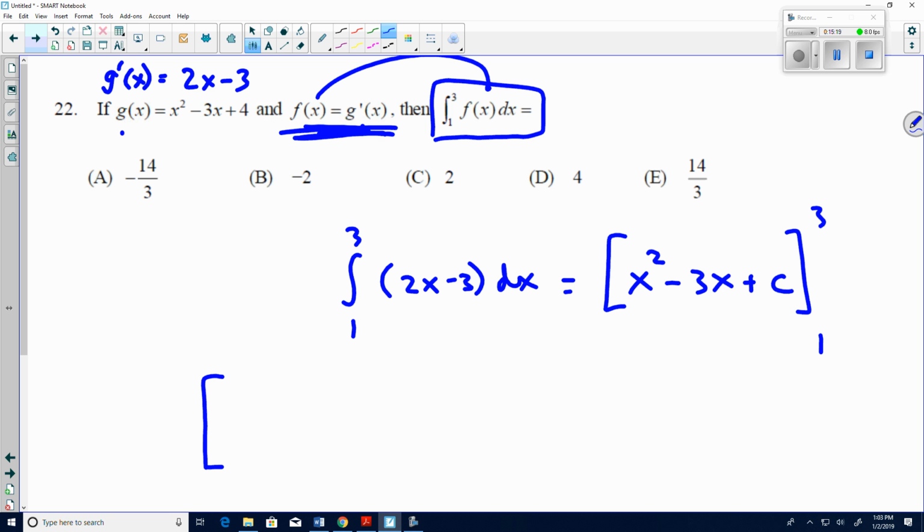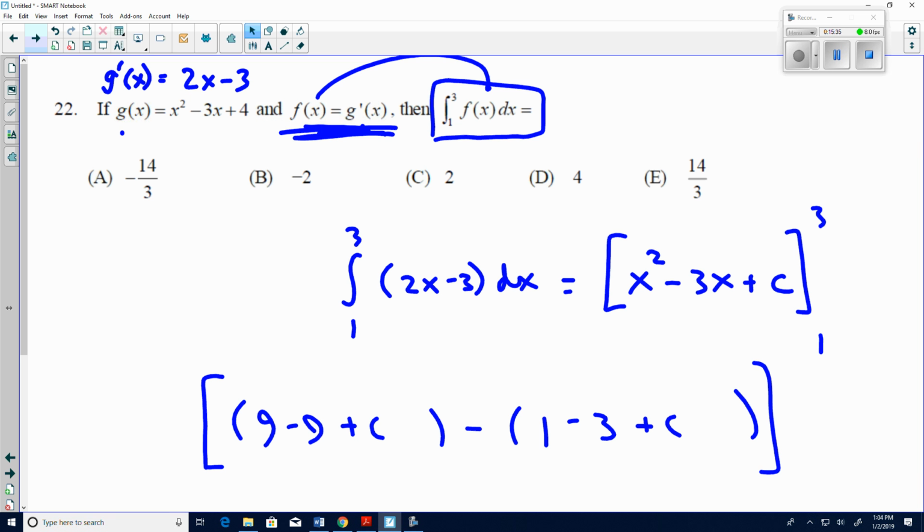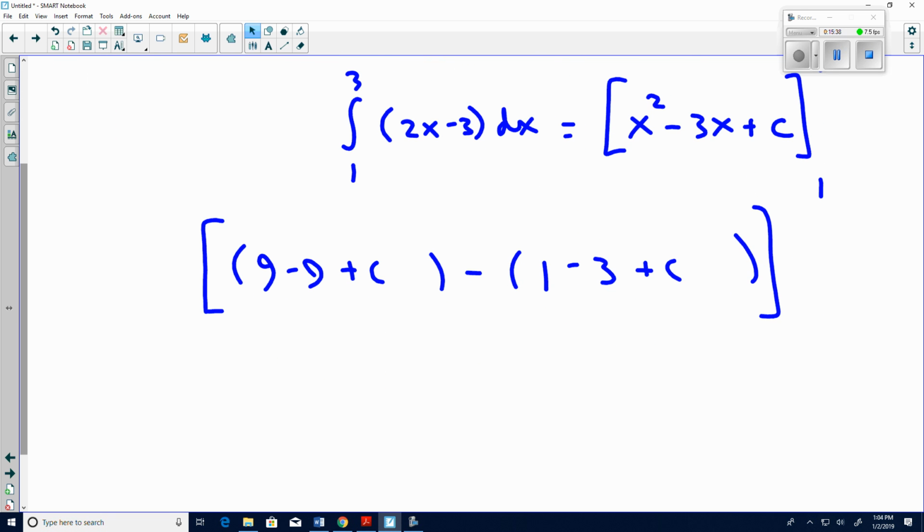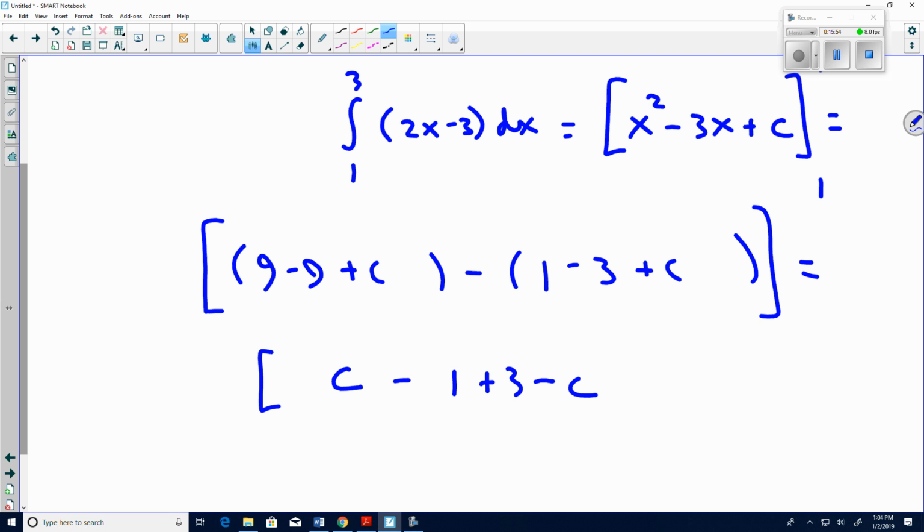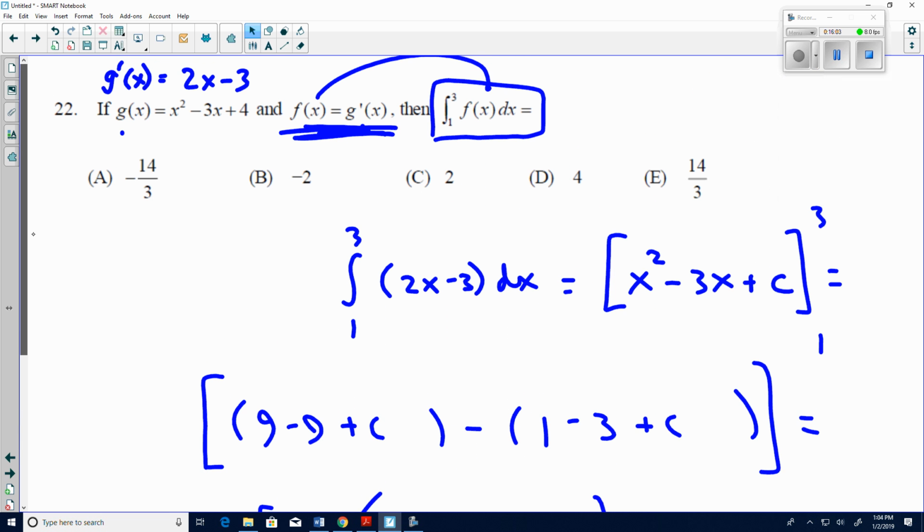So we're going to put the upper bound in. We'll put the lower bound in. We put 3 in, so we get 9 minus 9 plus this constant. Then we put the lower bound in, we get 1 minus 3 plus this constant. And sure enough, the constants go away. So whether you put 4 in there or 407 pi, it doesn't matter. What do we get? We get 0 here, or actually we get C. And then we're taking away 1 plus 3 minus C. So the C's go out, and negative 1 plus 3 is 2 is the answer. Okay, choice C.